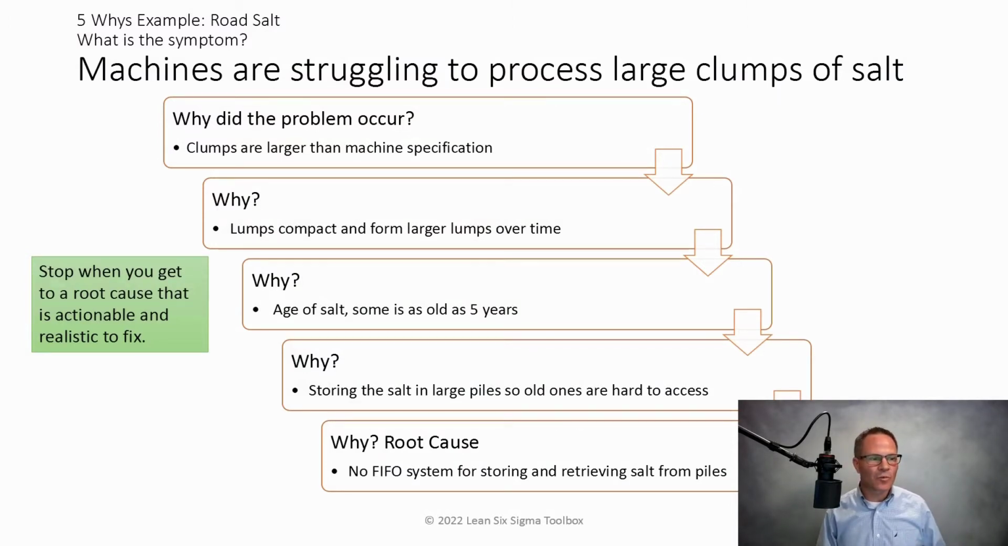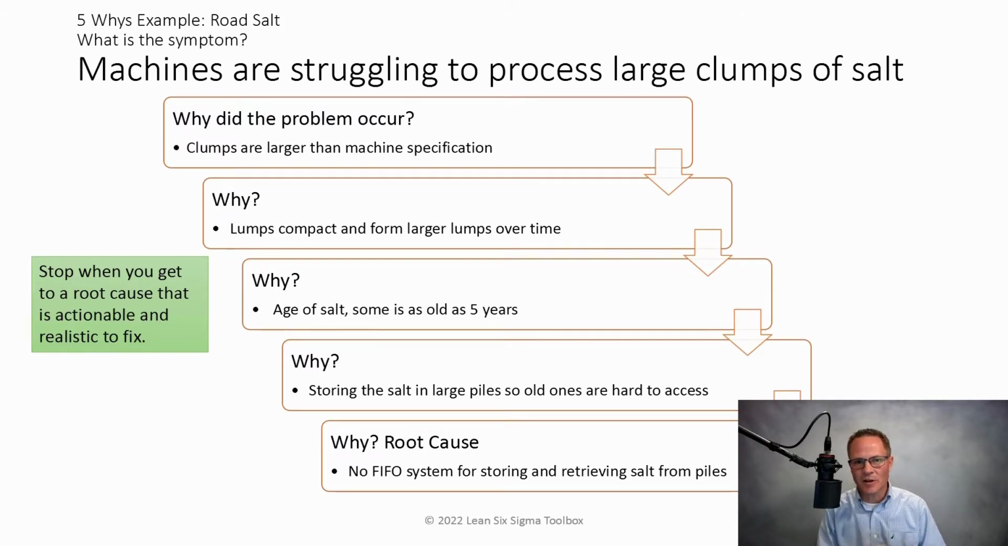Okay, so why is this problem occurring? The clumps are much larger than our machines are specified to be able to handle. They're bigger, they're harder, okay? Why is that? Well, the lumps are getting compacted from larger lumps over time. They're being built up in these giant piles, and those clumps just keep getting bigger and harder, right? Why is that? Well, the age of the salt. Some of it is as old as 5 years old.